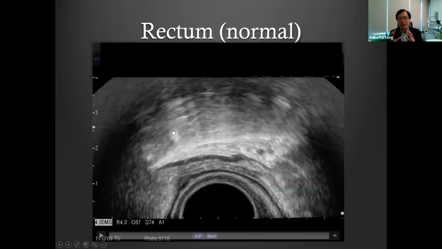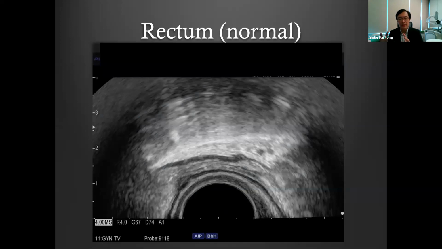Okay, so that one is just to show you the Indian headdress sign, but now I'm going to show you the normal rectum, what it looks like, and how to trace it all the way from the lower rectum right up to the sigmoid colon. Basically, the patient is lying down on the bed, and of course your probe must point downwards towards the rectum.